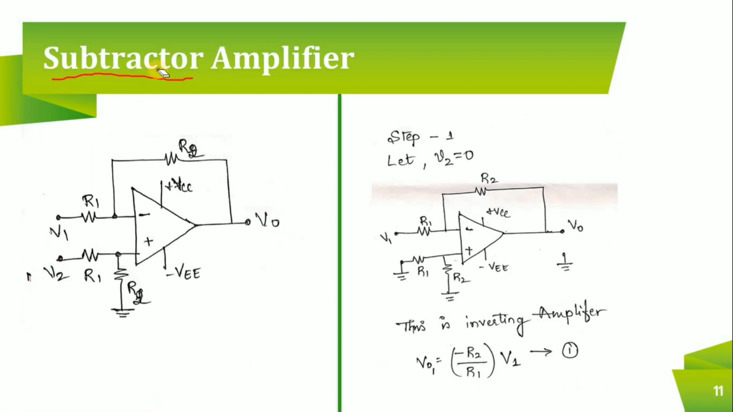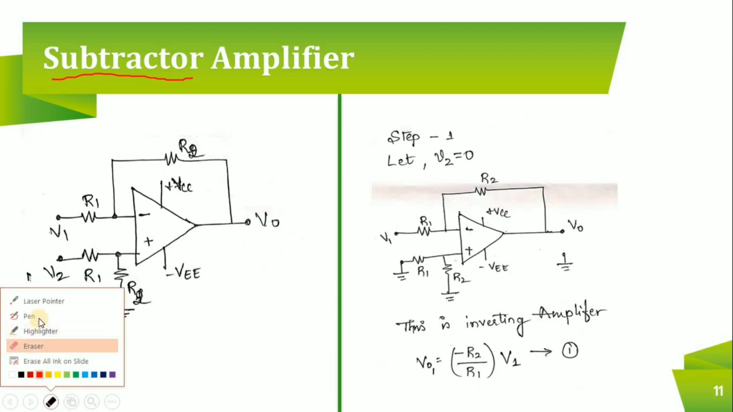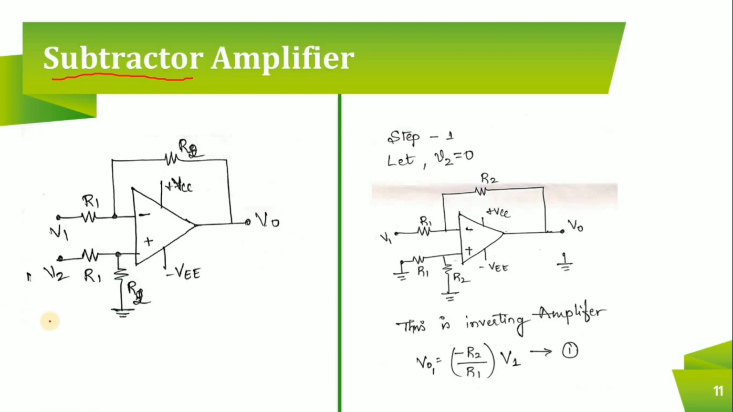Yes. So now coming back to the subtractor. With the same procedure, but I'm going to explain this in 3 different steps. Because you have 2 inputs, till now whatever inputs you have taken, either the terminal V2 used to be ground or V1 used to be ground. That is, inverting used to be ground or non-inverting used to be ground. But here both the inputs are given. So what I have to do is, I'll calculate in 3 different steps.